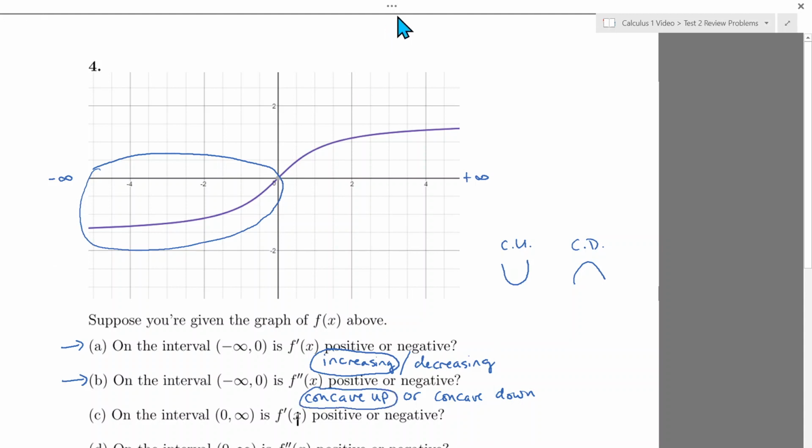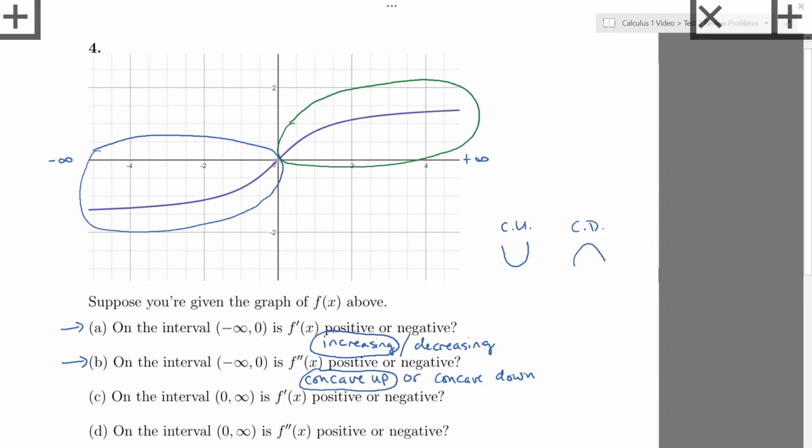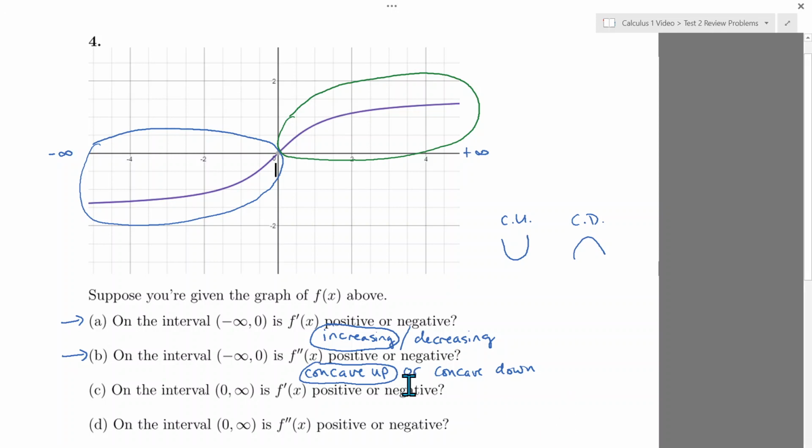Okay, so now let's continue to parts C and D, which is referring to the interval from 0 to infinity. And so now we're looking at this portion of the graph. Similarly, the first derivative tells us whether it's increasing or decreasing. So again, following along the graph from the left to the right, you can see that the graph is going upwards, so it's increasing. So it's positive.